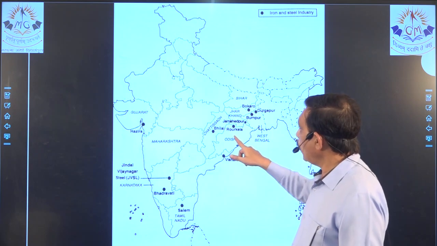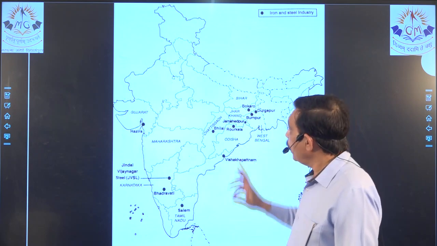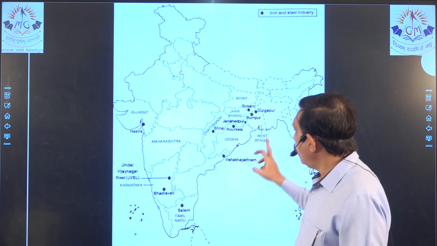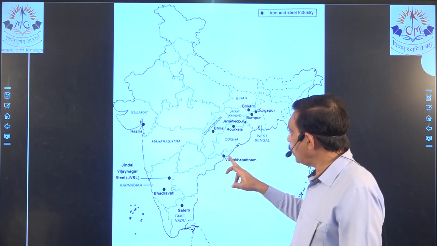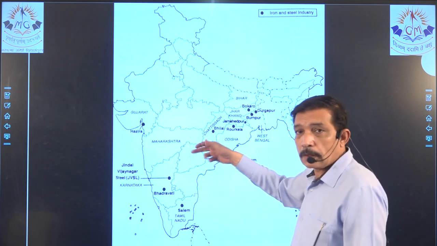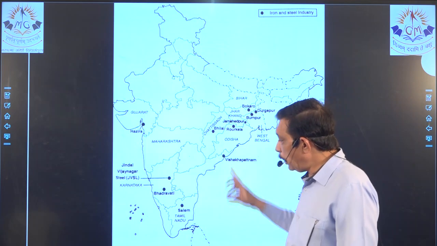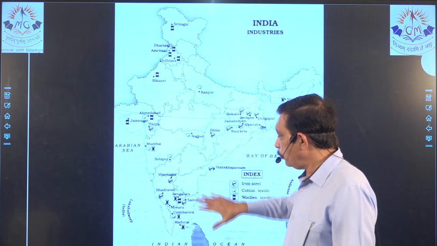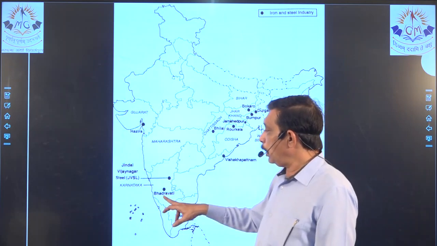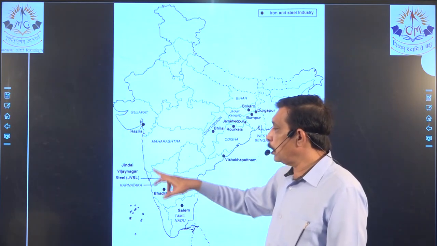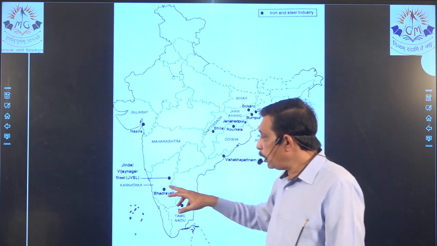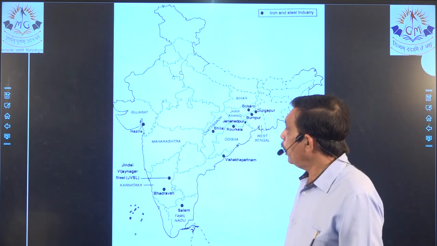Then Rourkela in Orissa, Bhilai steel plant in Chhattisgarh. Yes, Vishakhapatnam steel plant in Vishakhapatnam, which is Andhra, not Telangana. Right? Telangana is on the top, Andhra is at the coast. Then in Tamil Nadu, we have Salem. Then Bhadravati and the Jindal Vijayanagar steel plant, which is not in the book, but it's given as an additional one over here. Bhadravati is in Karnataka.